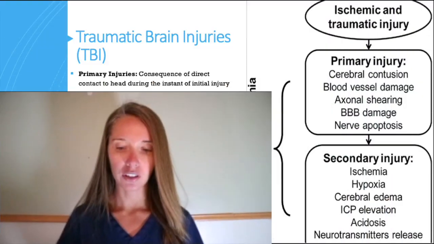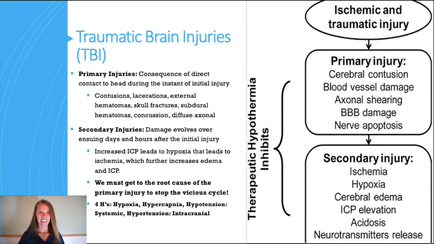So what happens when we experience a traumatic brain injury? There are 2 types of injuries that result from a traumatic brain injury. The first is a primary injury, and this is the consequence of direct injury, direct contact to the head during that instant of initial injury. So it's when you first hit your head on the bottom of the pool.